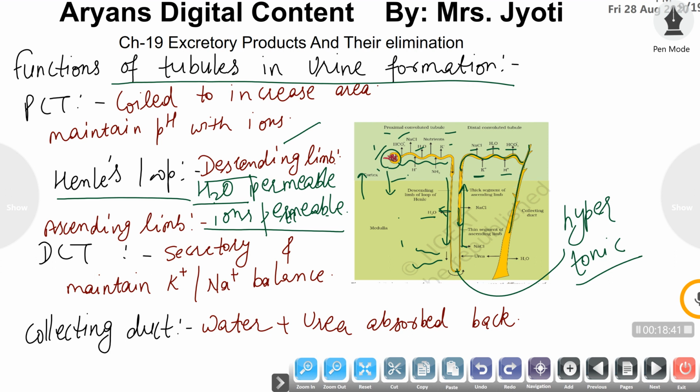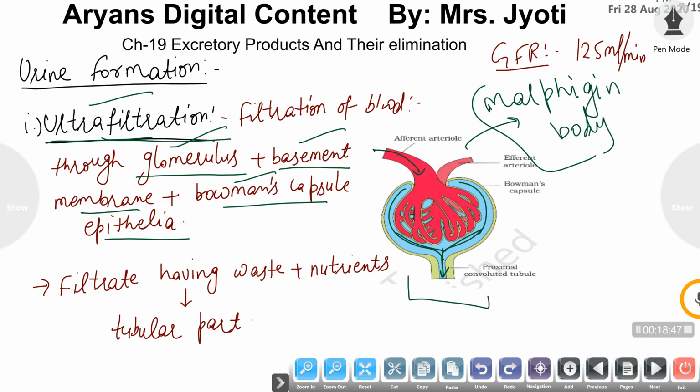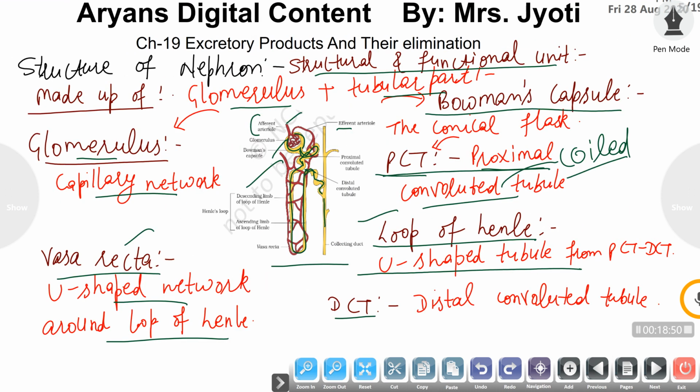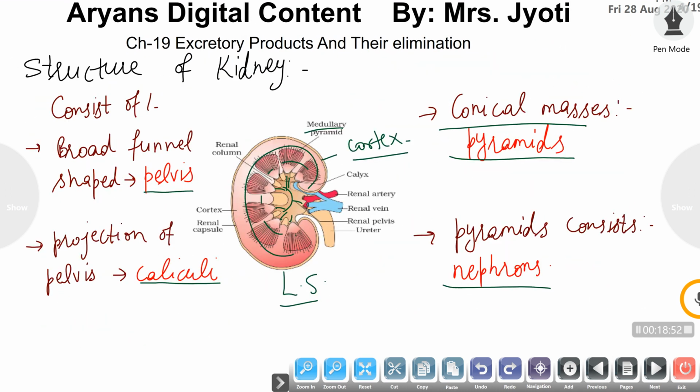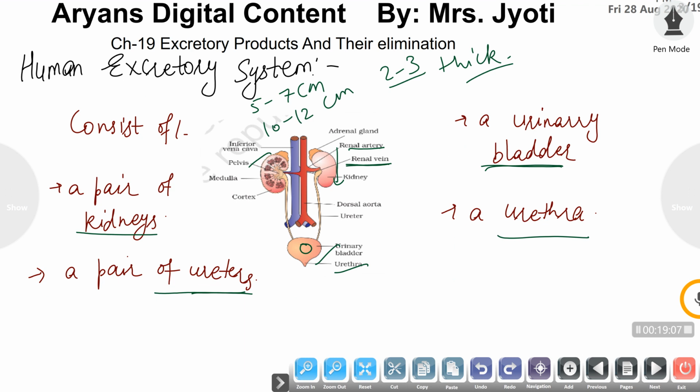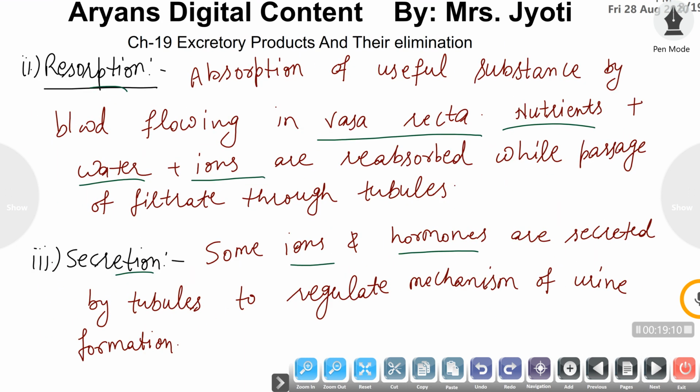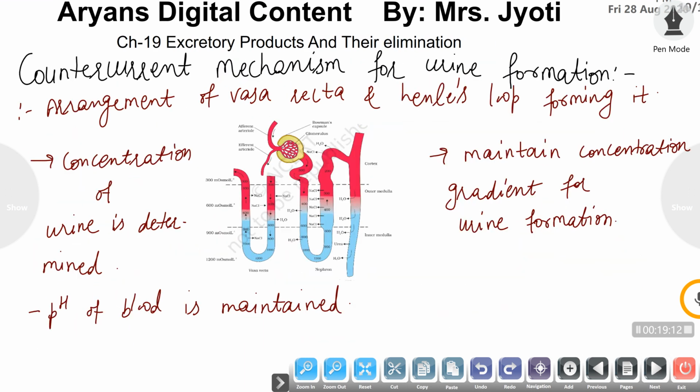The collecting duct is a common duct into which millions of nephrons open. These collecting ducts open into the calyces, that is, as you can see here, the projections of the pelvic region, or broad funnel-shaped region of the kidney. These calyces collectively open into the ureter, and the ureter leads the urine to the urinary bladder, from where the urine is passed out of the body.